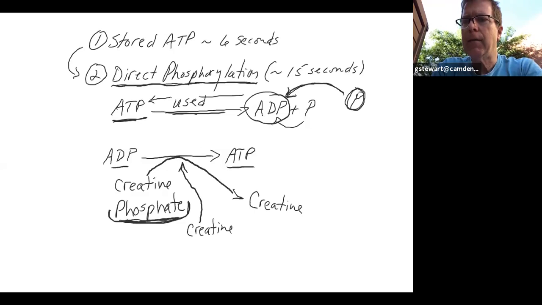So I'll explain this again. ADP is just the used up form of ATP. Think of it like that. It's missing that terminal phosphate.